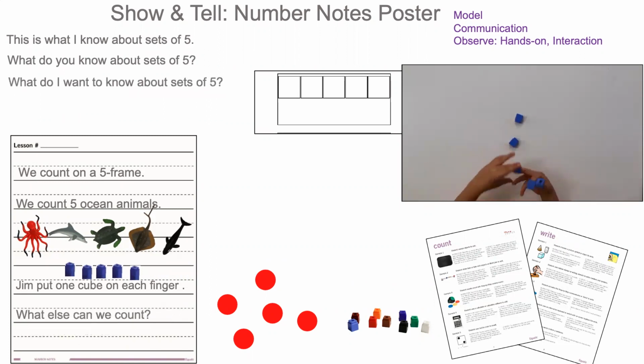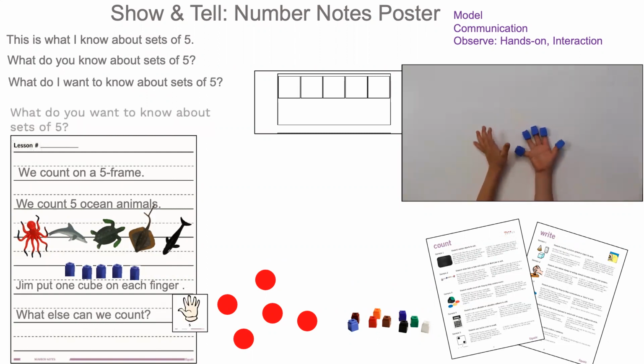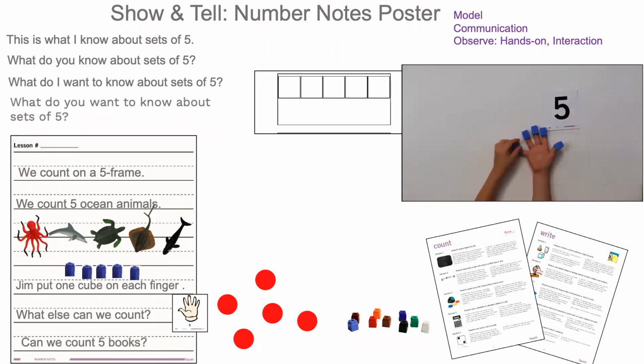or scaffold as much as possible, but you might say, well, I want to know, what else can we count? Can we count 5 books? And maybe look at 5 books in our library that we can count. All of this is setting students up to really stop and think about the lesson objective and what they're learning, as well as the materials that they're using that can support them in demonstrating and communicating what they know.